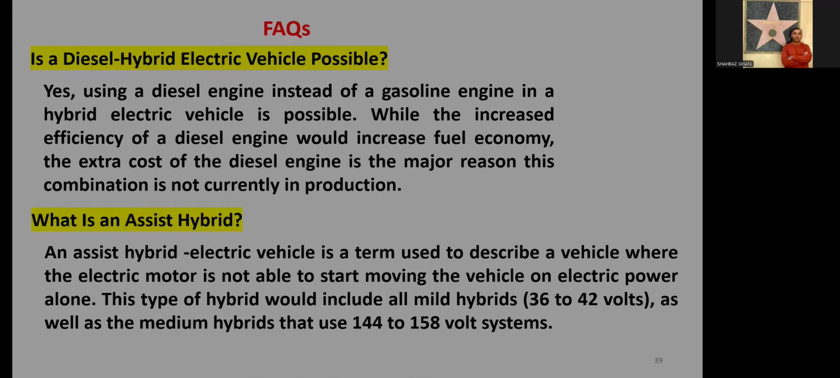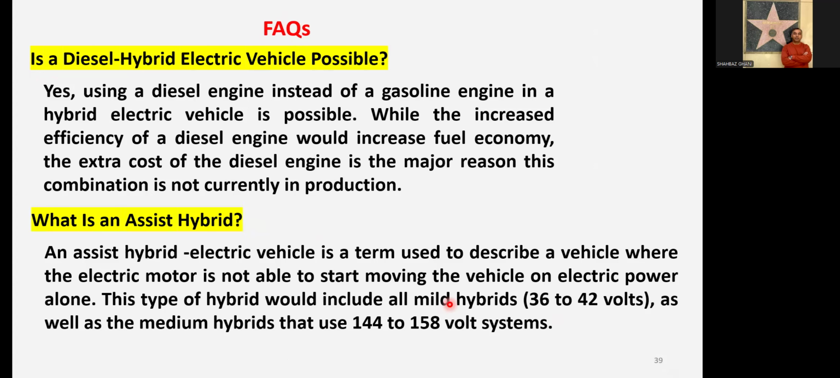Now, the frequently asked questions: is a diesel hybrid electric vehicle possible? Yes. Using a diesel engine instead of a gasoline engine in a hybrid electric vehicle is possible, while the increased efficiency of a diesel engine would increase fuel economy. The extra cost of the diesel engine is the major reason that this combination is not currently in production. Technically, it is possible and it was tried, but due to the economic factor, it is not in production.